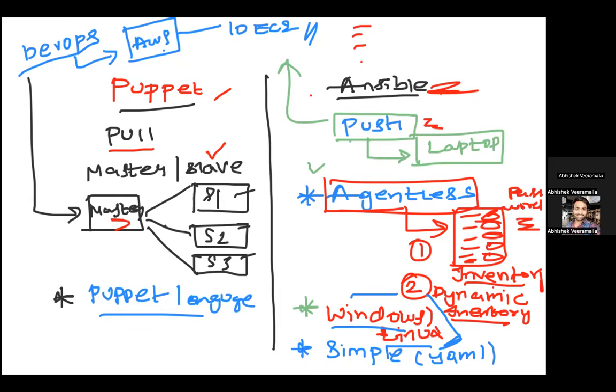So these are the four differences that we covered till now. Let me repeat. One is we talked about the pull and push model. Then we talked about the master-slave architecture. Then we talked about the support of Windows, which is very good with Ansible. And the final thing that I covered here is that Puppet is using the Puppet language, whereas with Ansible you use a simple YAML manifest. The language that is used in Ansible is YAML. Okay, so these are some of the things that we covered.